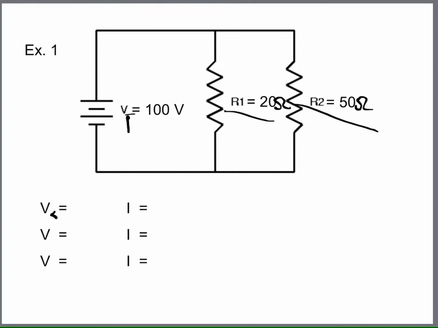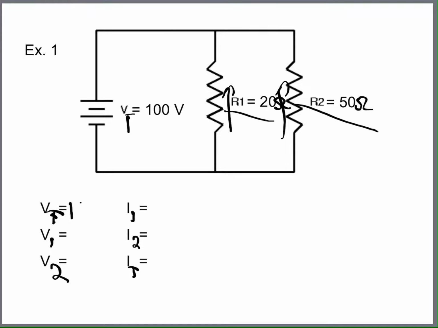We're going to say, what is V total? What is V1? What is V2? And then I'm going to say, what is I1, I2, and I total? So again, I1 is just going to be associated with the current through R1 and through R2. Okay, so V total, real simple.